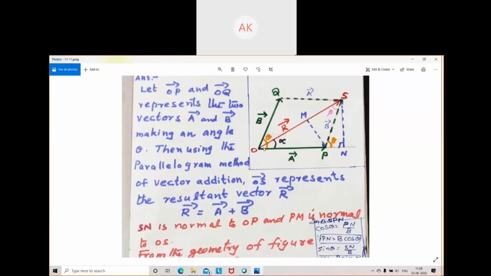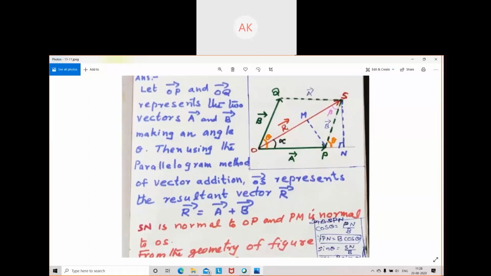Then draw the diagonal from the same point where we have represented vector A and vector B. Vector A and vector B we have represented from the point O. So from there you draw the diagonal, the red color line. That is the resultant of vector A and vector B.